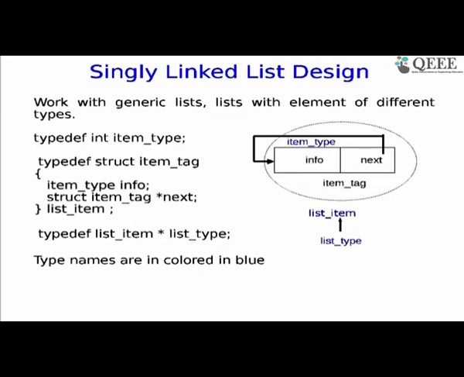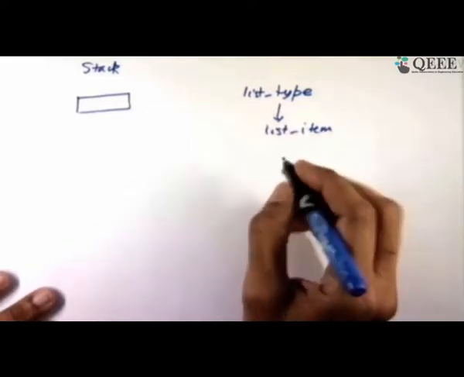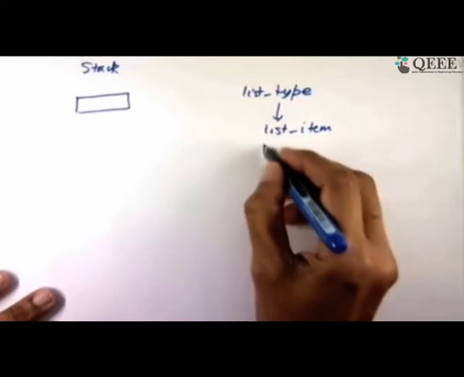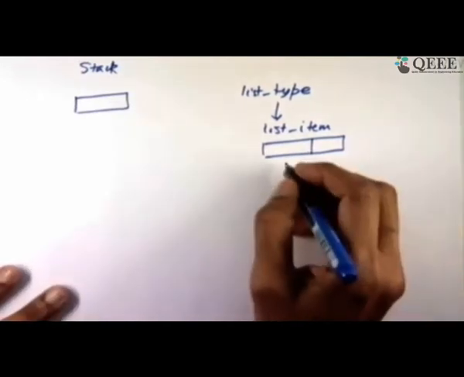If I want to create an empty list, I should always distinguish between my stack and the heap. So what do I declare in my main program? Assume that I have declared all these three things. I have list underscore type, which is essentially a pointer to list underscore item. The names are very arbitrary, don't worry about them. And list underscore item is basically these boxes, which is the type name for this, and item type is the type name for it.